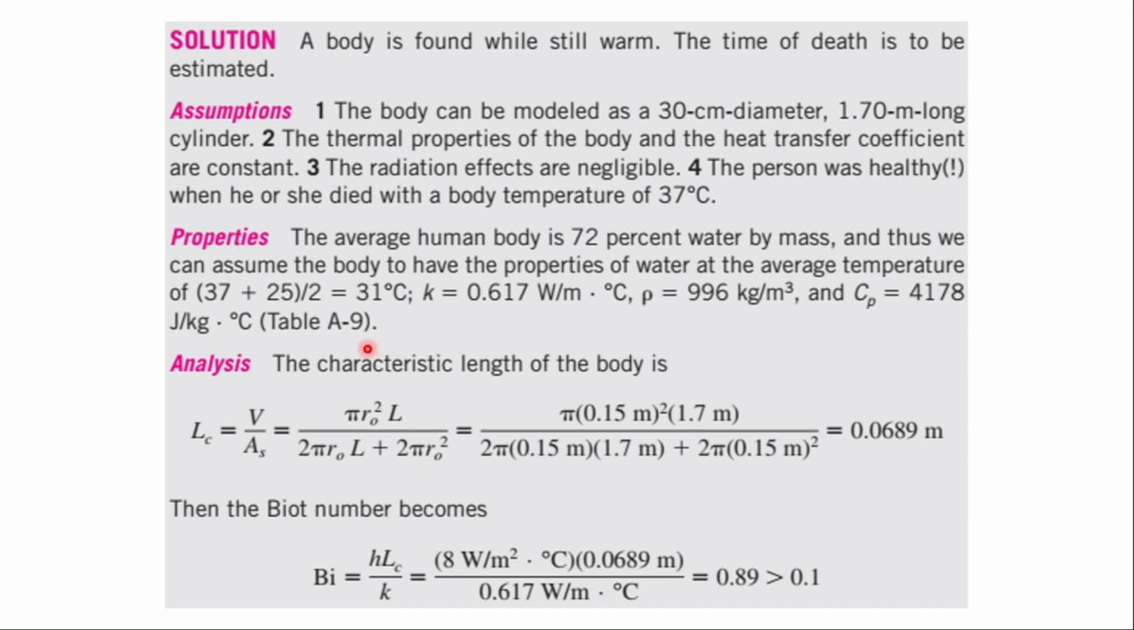The first thing is we have to determine the characteristic length. The formula for the characteristic length is the ratio of the volume divided by the surface area, and by putting the values in, we have this characteristic length, which is 0.0689 meter. After getting the characteristic length, the next is the Biot number. The Biot number is h multiplied by characteristic length divided by the thermal conductivity. We have the convective heat transfer coefficient in the question statement, we have the characteristic length, and we have the thermal conductivity, which we calculated earlier at the average temperature of 31 degrees centigrade. After putting all the values, we have this Biot number, that is 0.89, which is greater than our criterion for the lumped system analysis, 0.1.